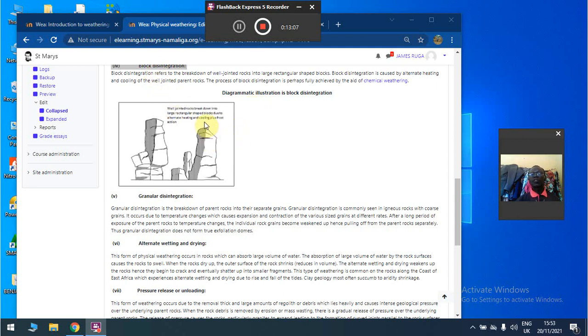The process of block disintegration can also be aided by chemical weathering. In other words, the rock joints become enlarged when chemical weathering attacks the rocks along these joints, and the joints become larger and larger and clearly seen. Okay, so that is what we call block disintegration. So you can see that block disintegration should also be a popular form of physical weathering in semi-desert areas.